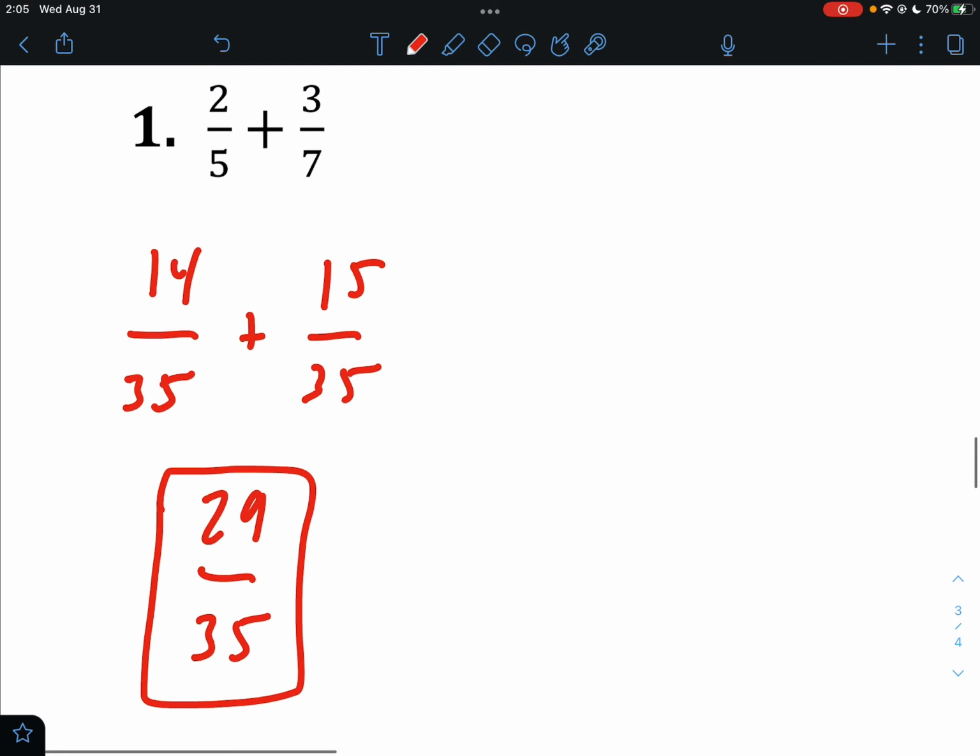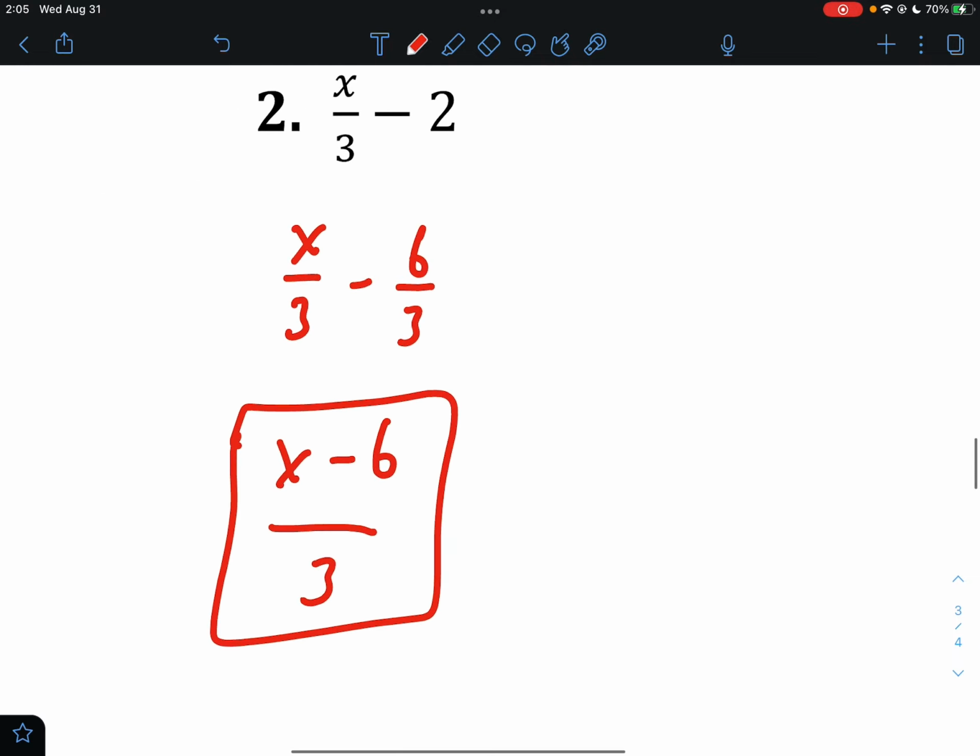So number 1, common denominator there is 35. Multiply by 7 over 7 and 5 over 5, and add together. Second one, the common denominator here is 3. You can imagine this as like an over 1. So we don't have to multiply the first fraction by anything. Multiply the second fraction by 3 over 3.